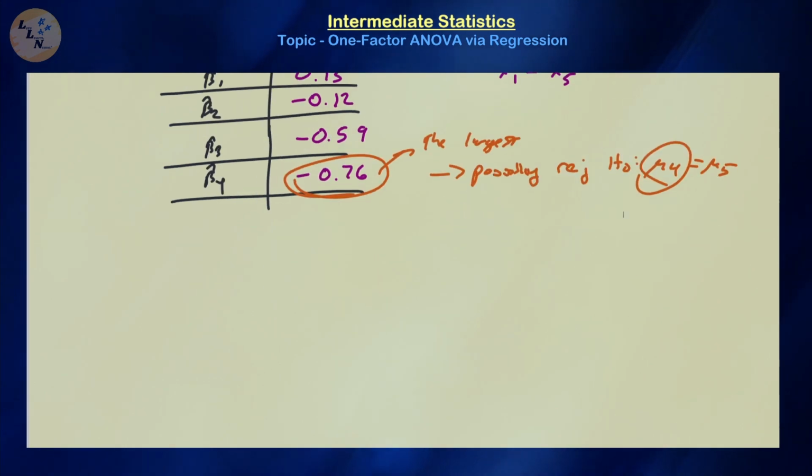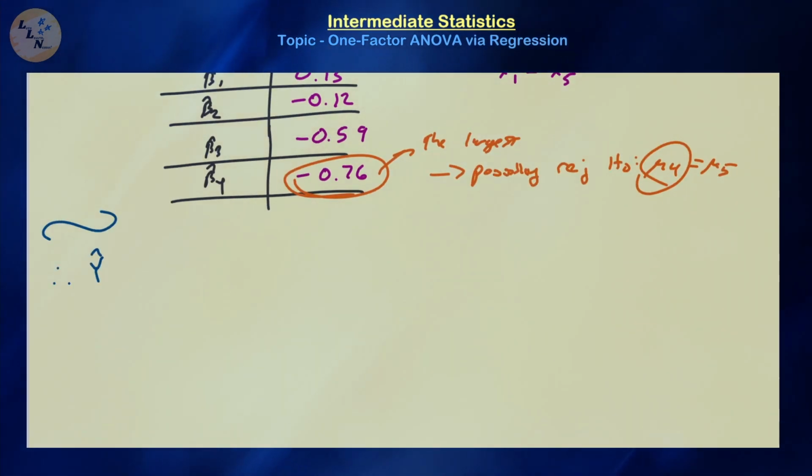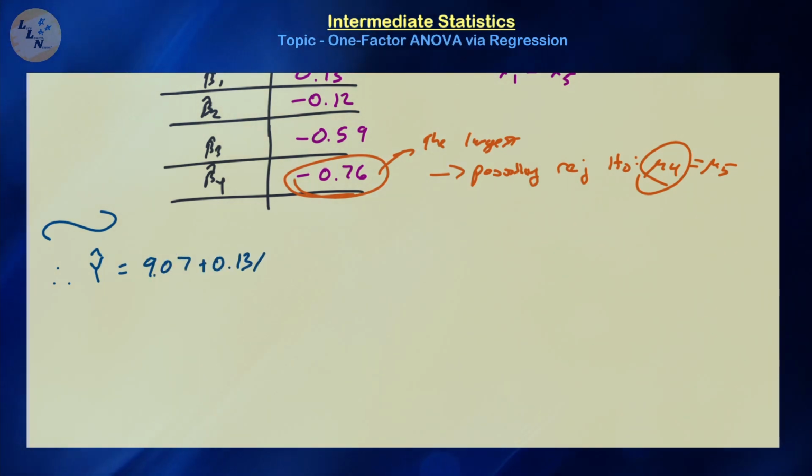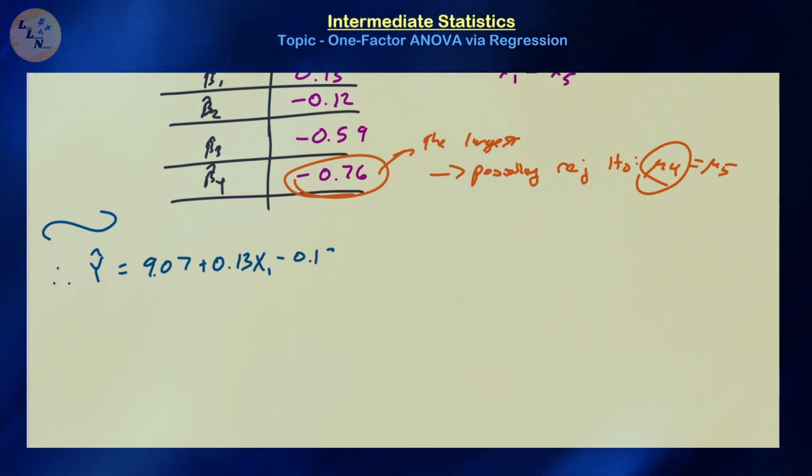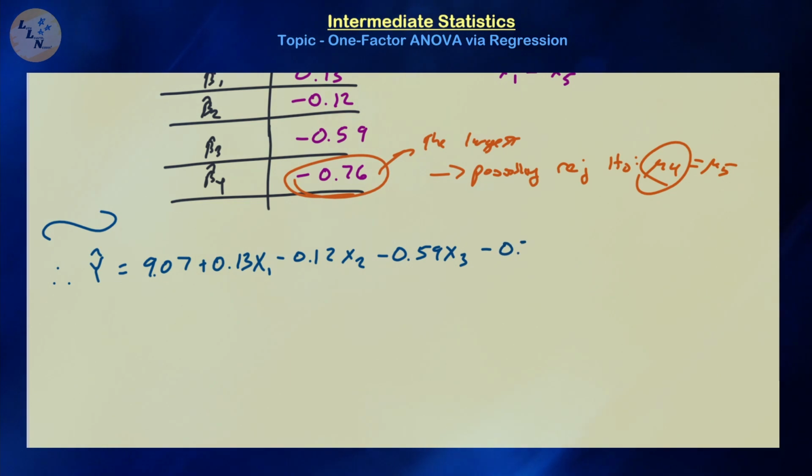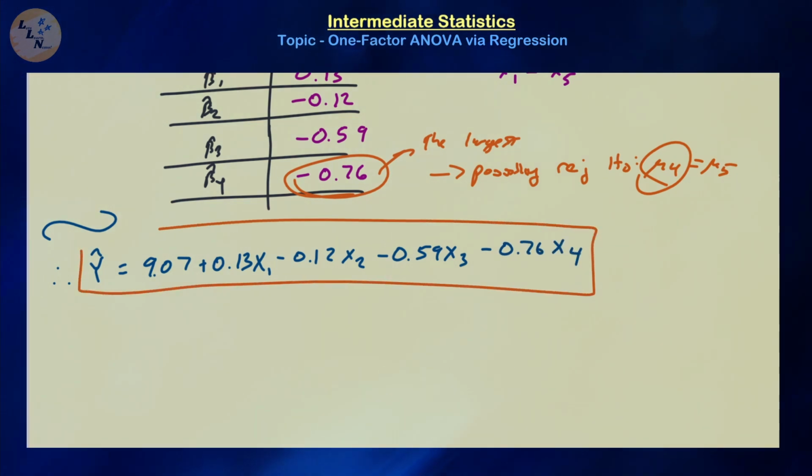Now what will be our actual model? So our model, or our predicted values, is going to be equal to 9.07 plus 0.13x1 minus 0.12x2 minus 0.59x3 minus 0.76x4. So those are our predicted values for our age group. So if I were to pick a particular age group, I should have a predicted value of the amount of sleep that that age group participant is going to have.